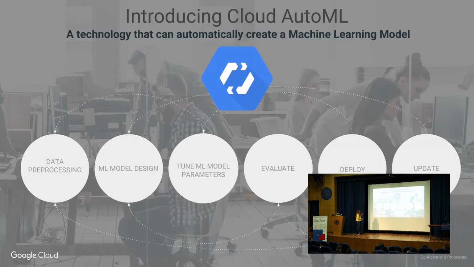So Cloud AutoML will help you in the data pre-processing, the ML model design, and the model parameters. You can also specify them, by the way. You have certain flexibility when it comes to the pre-processing, to specifying the parameters, to evaluating, deploying, and updating. So you can also get this training model and split your data into training data, validation data, and test data, and benefit from this information in order to train your model on Cloud AutoML.